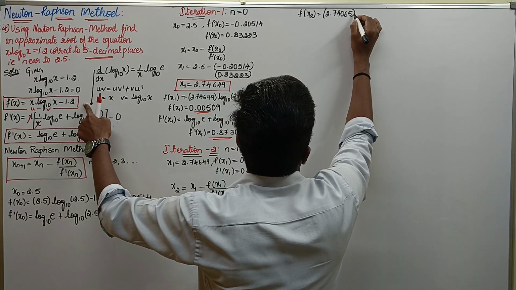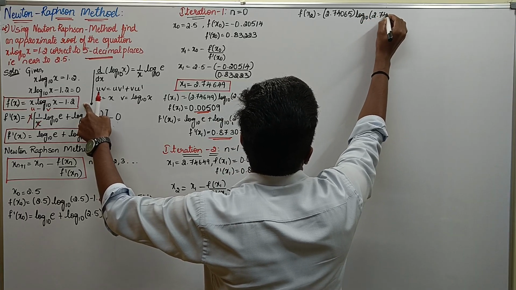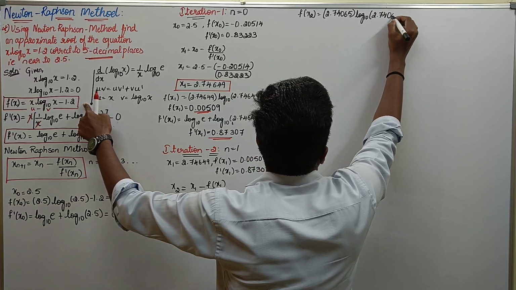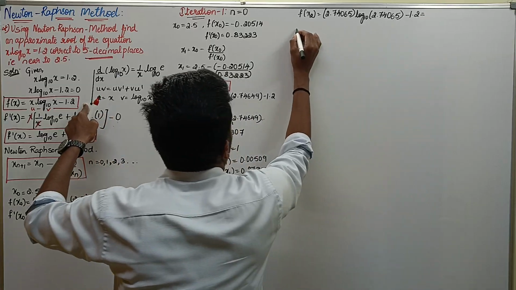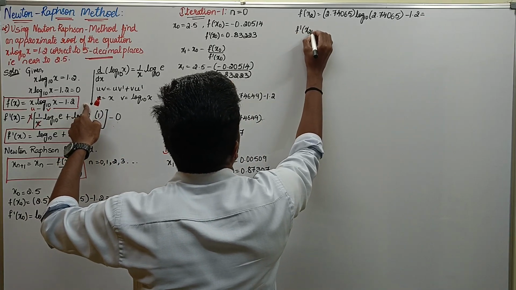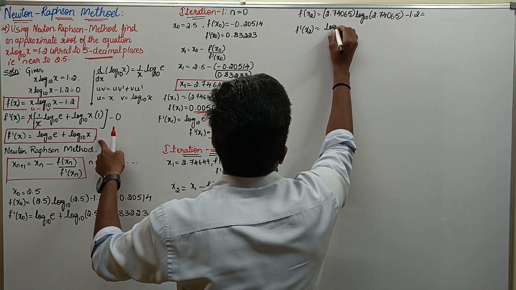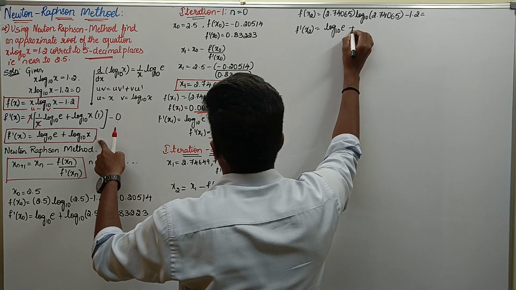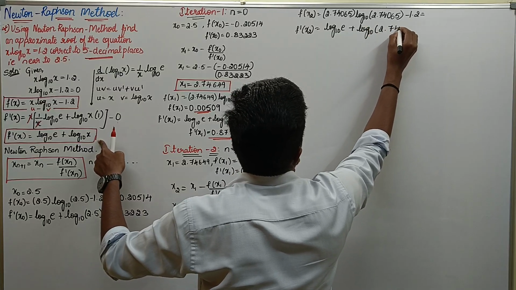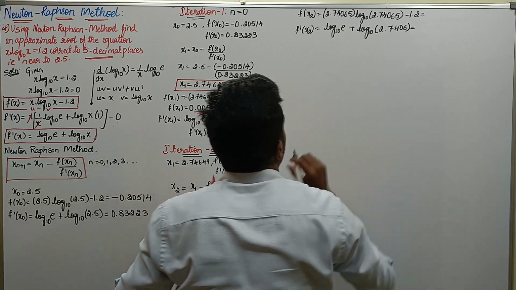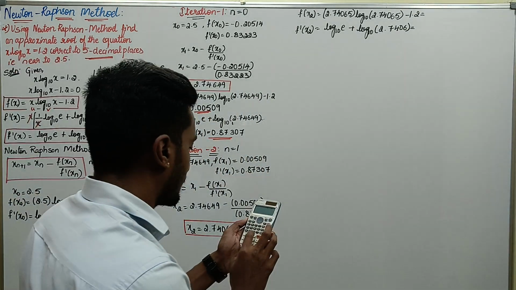2.74065 into log base 10 into 2.74065 minus 1.2. Okay, done. You get the answer, f dash of x2. Similarly, this value you are supposed to represent in f dash of x2. That is log base 10e plus log base 10 into 2.7406. Okay, considering these two, represent the condition. Okay, use the calculator.